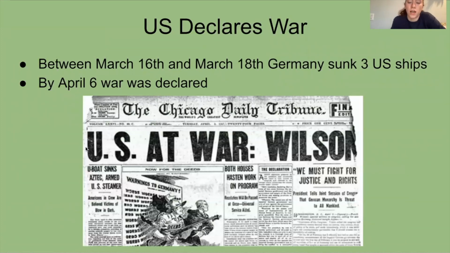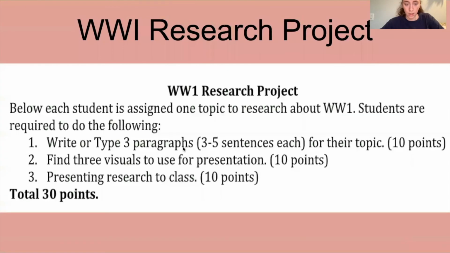So finally, the United States declares war between March 16th and March 18th. Germany sinks 3 US ships, and by April 6th, war was declared. And that is how we are officially now involved in World War I.